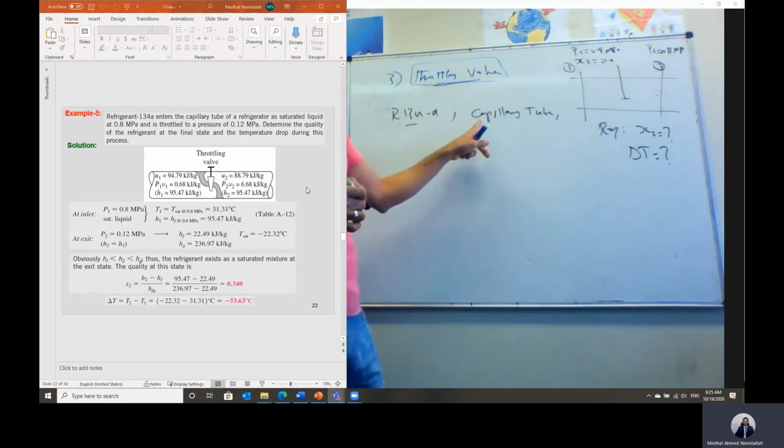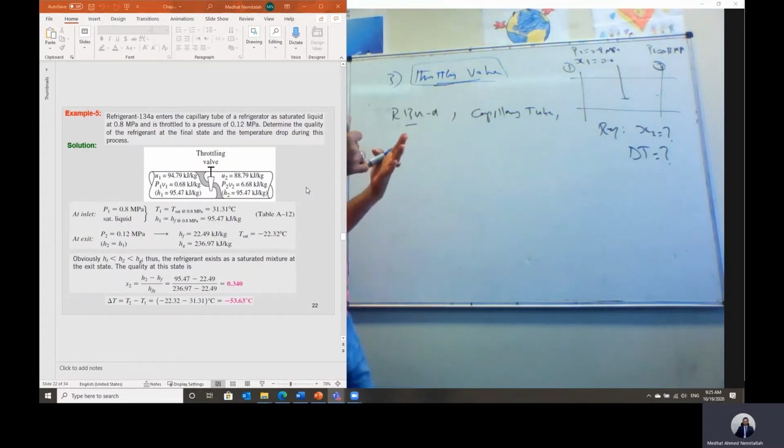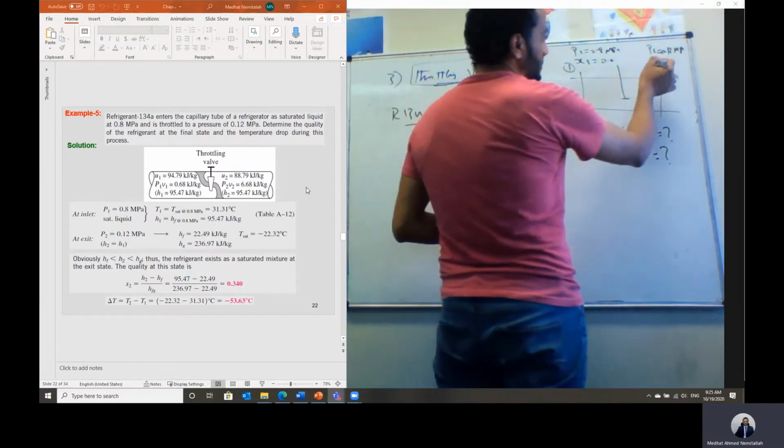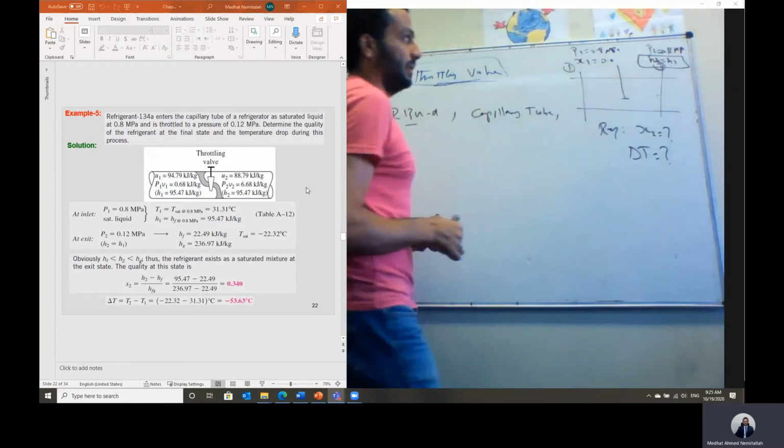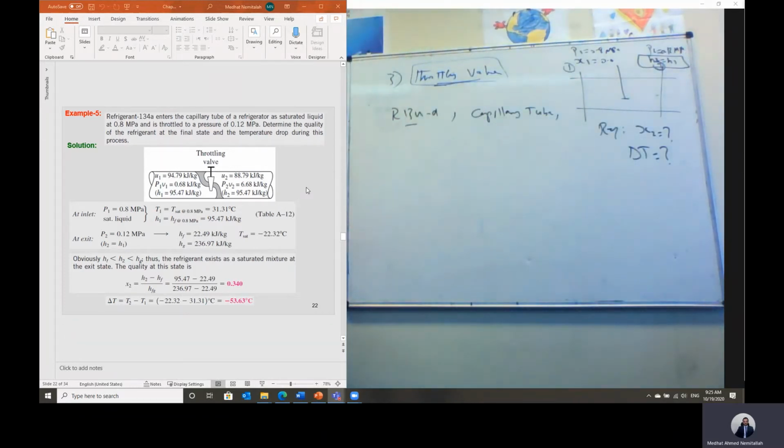When you say capillary tube, adjustable valve, throttling valve, expansion valve, all of these mean we have a kind of throttling in this case. That means the enthalpy will remain constant. So what we say is H2 will equal H1, and this is based on the first law equation. Right, let's solve this problem.